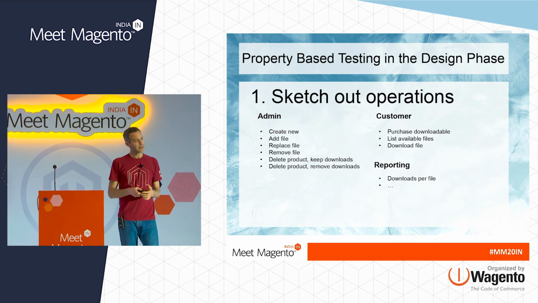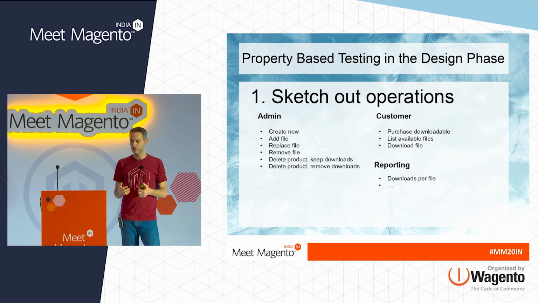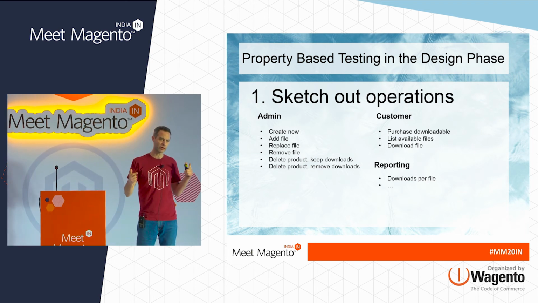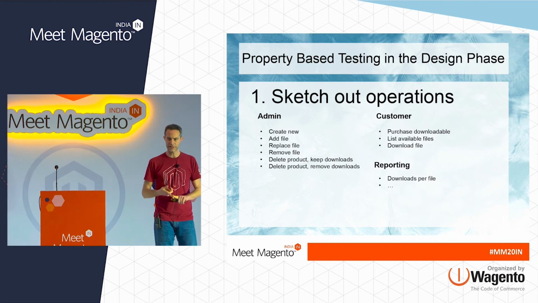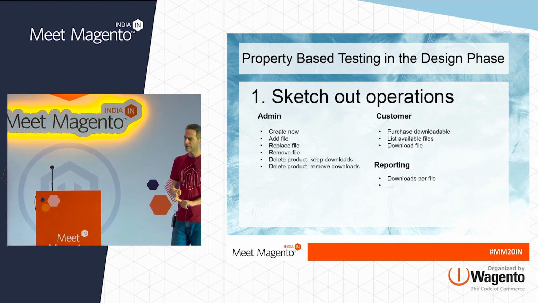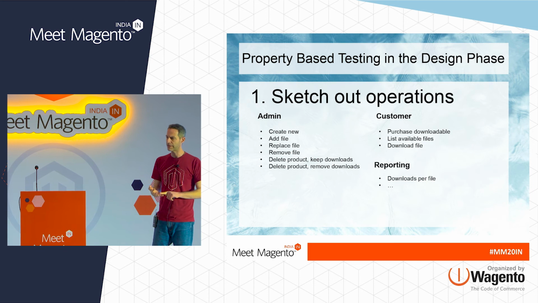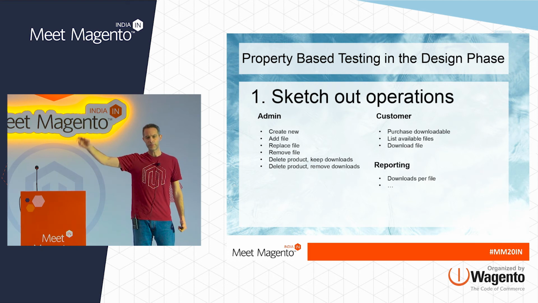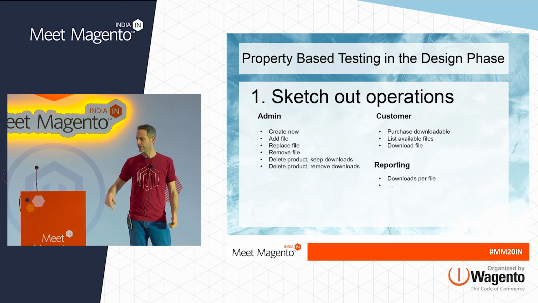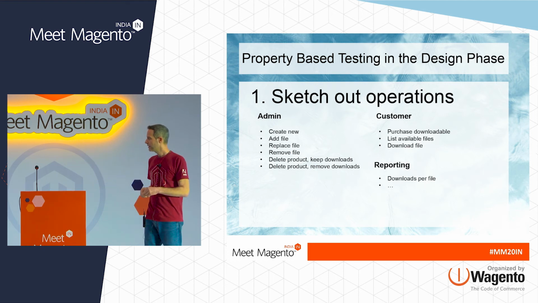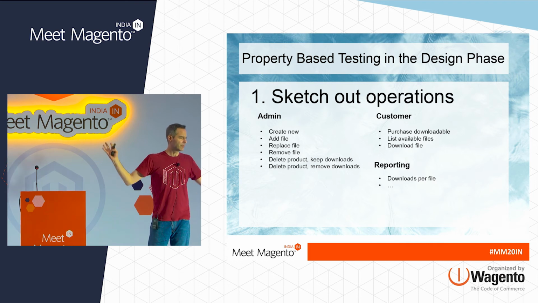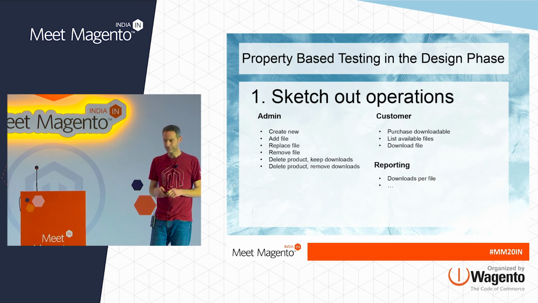First of all, I thought, okay, let's plan this out. What would I want to do? I want to be able to create a downloadable product, add files to it. I want to be able to replace files, remove files, as an admin. I want to be able to delete the product, but if I delete it, customers who already purchased it probably should be able to continue to download their products. And I also want to be able to completely remove it and not care about the customers.